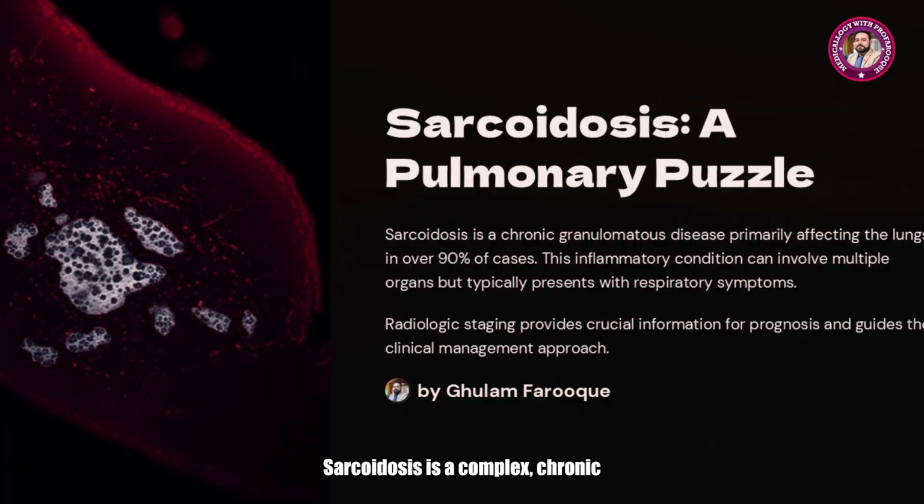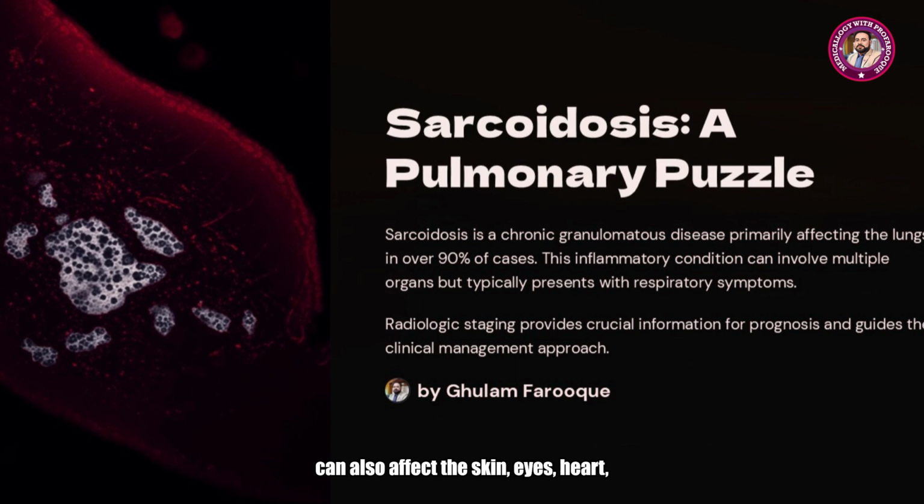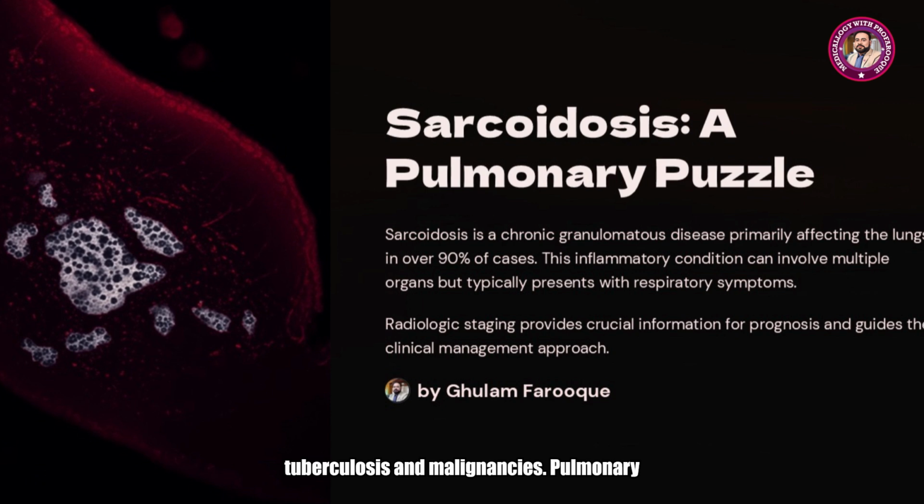Sarcoidosis is a complex, chronic granulomatous disorder of unknown etiology that primarily targets the lungs, with pulmonary involvement observed in over 90% of cases. Characterized by the formation of non-caseating granulomas, this multi-system inflammatory disease can also affect the skin, eyes, heart, and lymphatic system. Despite its global occurrence, sarcoidosis often presents a diagnostic challenge due to its diverse clinical manifestations and ability to mimic other diseases, including tuberculosis and malignancies.